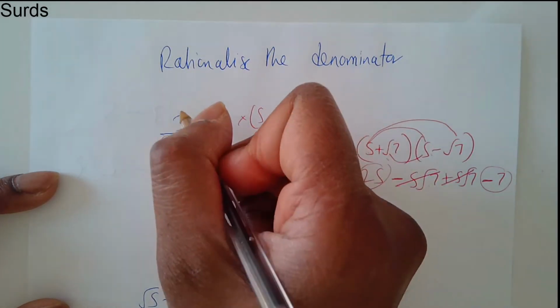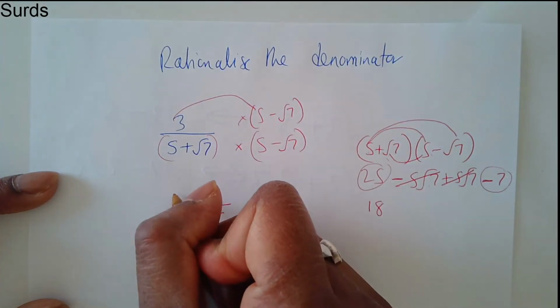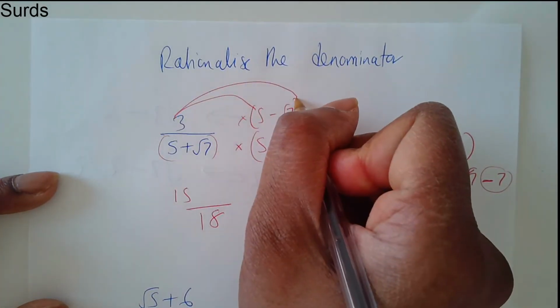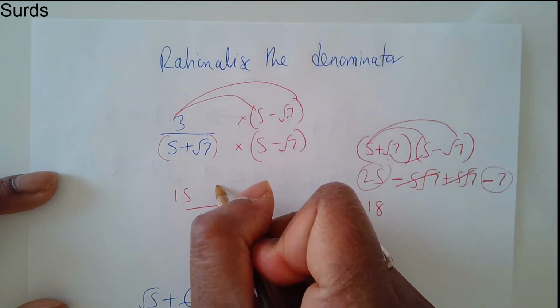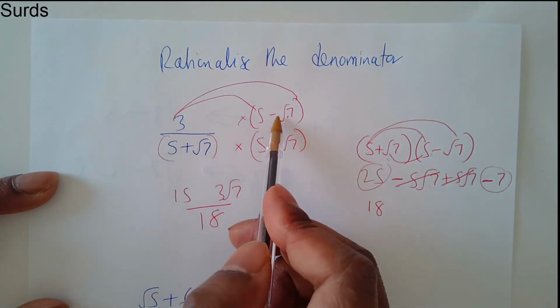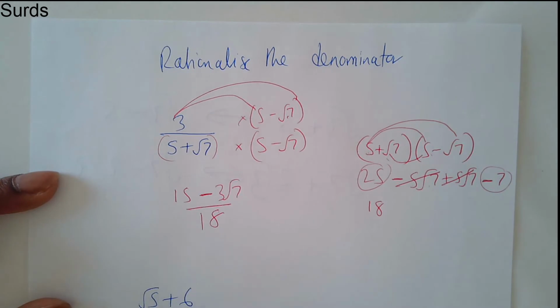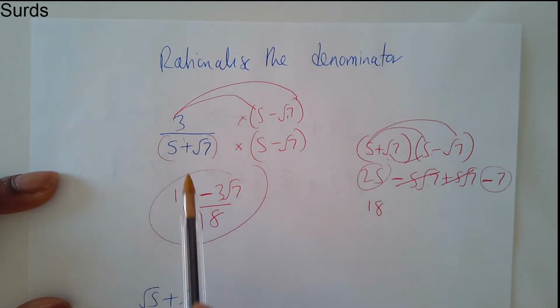Now for the numerator, 3 times 5 is 15. 3 times root 7 is 3 root 7, but that's a positive and that's a negative, so negative wins. So now that has been rationalized over here.